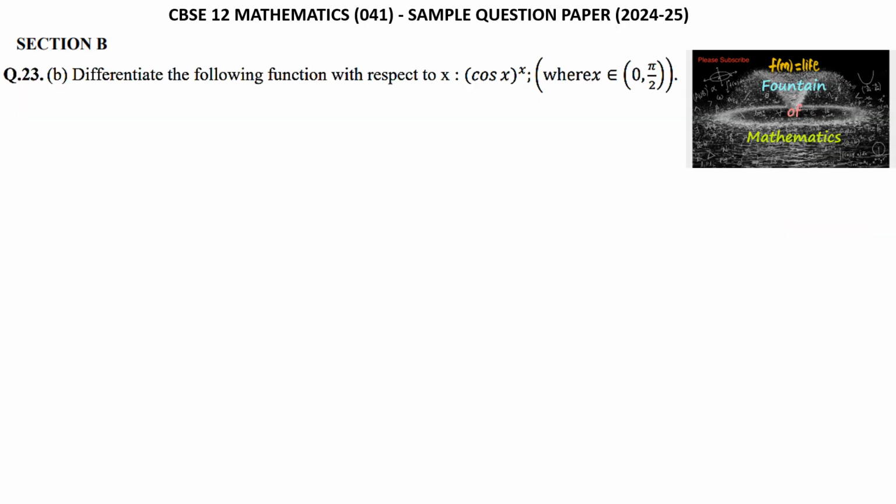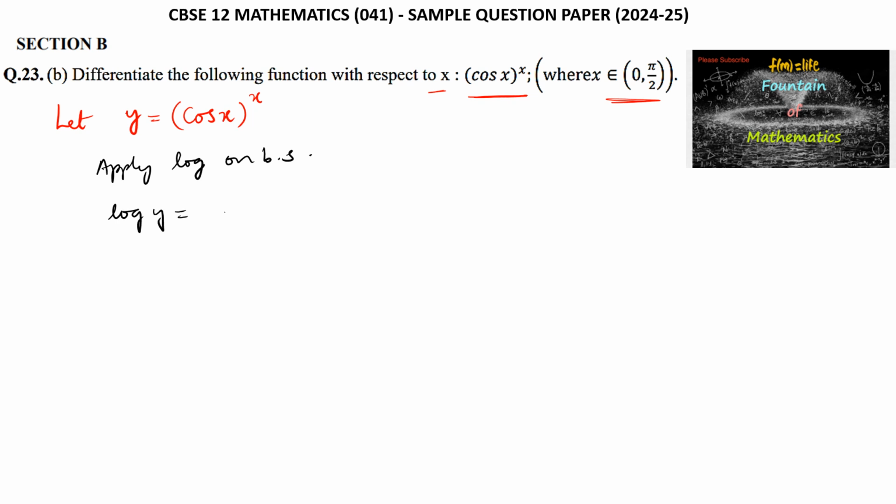We need to differentiate the function (cos x)^x with respect to x, where x belongs to (0, pi/2). So let us consider y is equal to (cos x) to the power x. Apply logarithm to the base e on both the sides. So we get log y is equal to log of (cos x)^x, which can also be written as log y is equal to x into log of cos x.